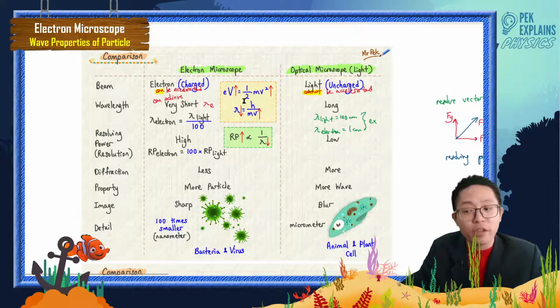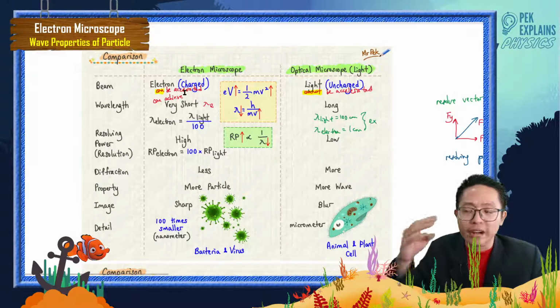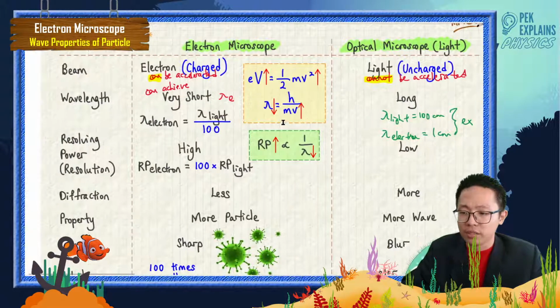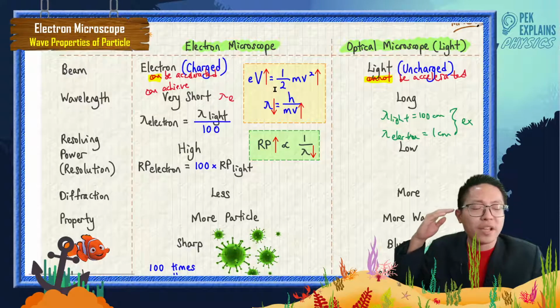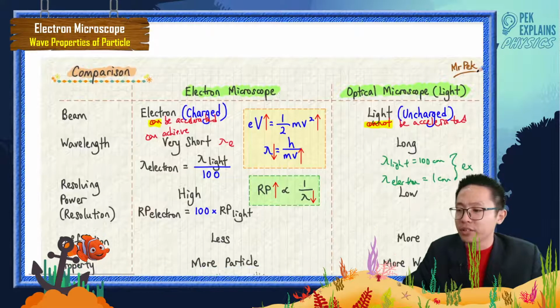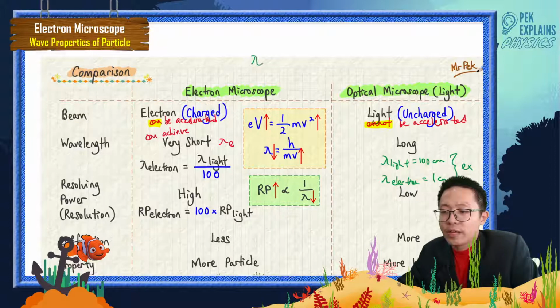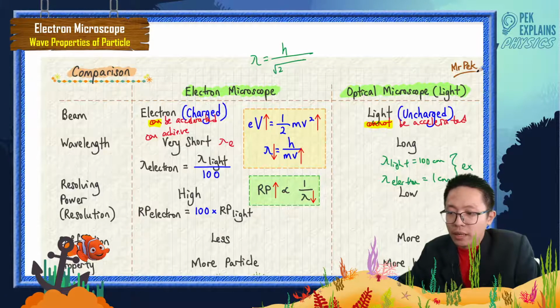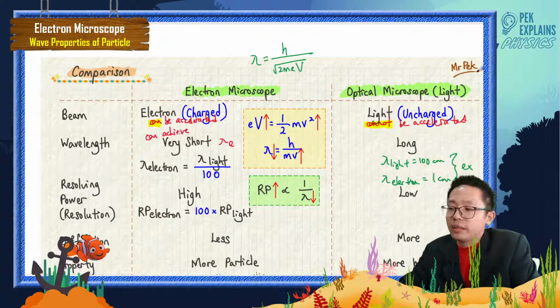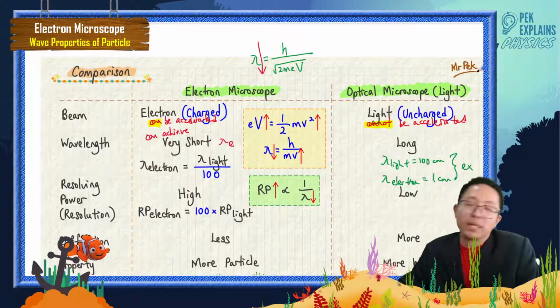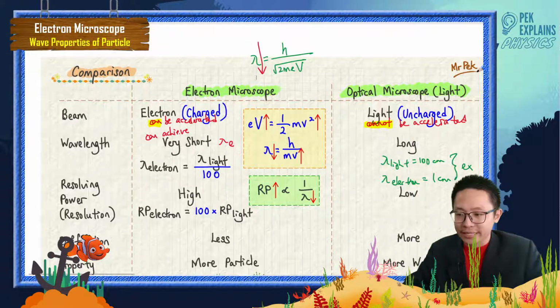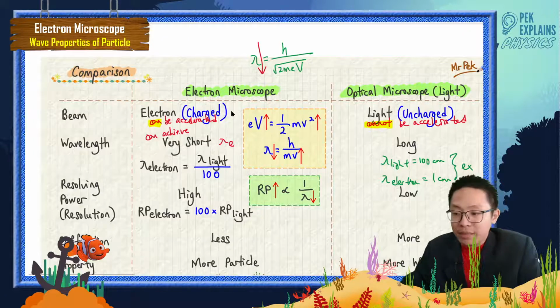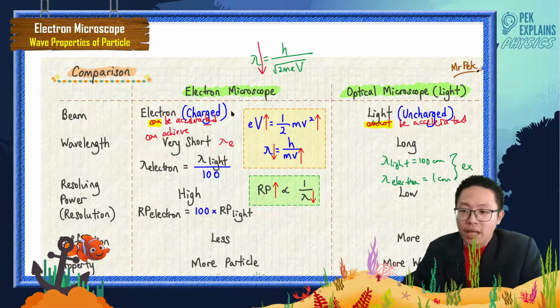It's all because of the de Broglie wavelength, because the electron can be accelerated to a very high velocity, and at very high velocity it can achieve a very small wavelength. You can just use the formula: wavelength equals h over square root of 2meV. Why can the wavelength of the electron become so small? Because the electron is a charged particle, it can be accelerated by a very high potential difference.